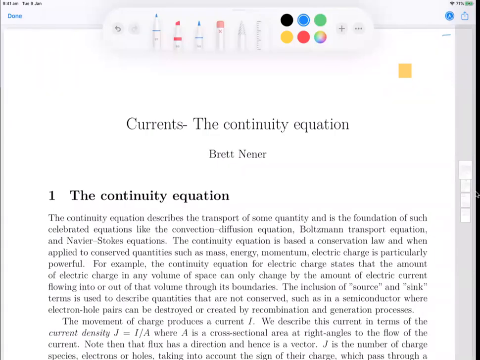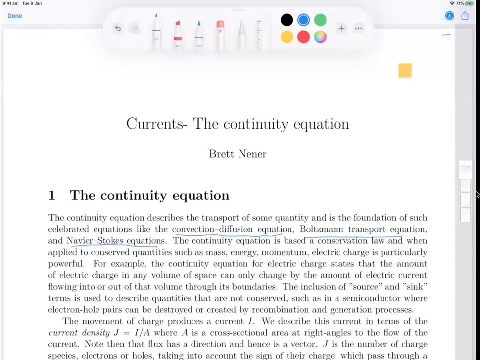Okay, now we're going to look at a very important equation, but a simplified version. The equation is the continuity equation. So the continuity equation is about conservation of some quantity, like energy or charge, and is in fact the foundation of some very celebrated equations, such as the convection diffusion equation, Boltzmann transport equation, and the Navier-Stokes equation.